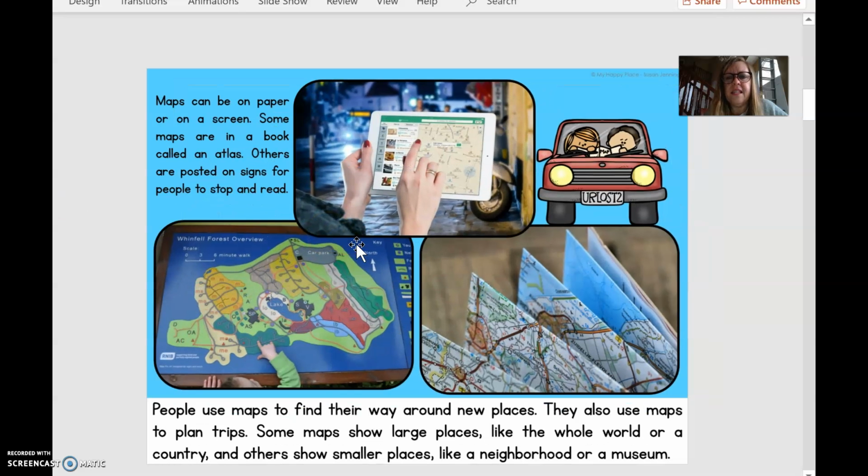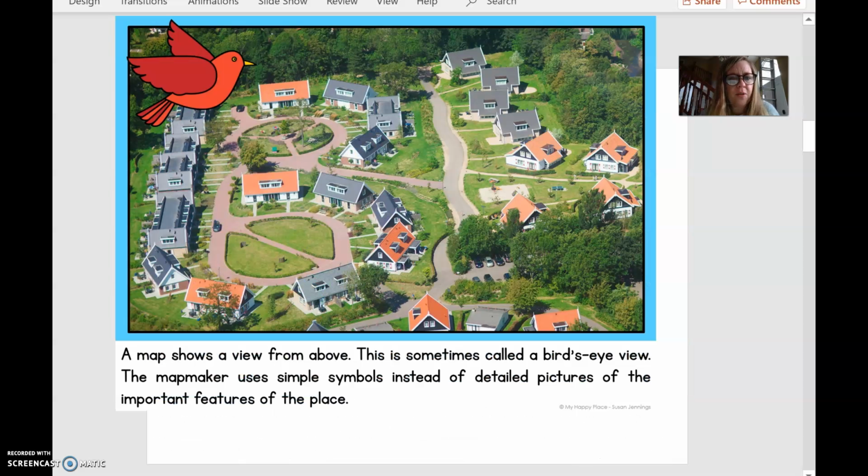So this is a few ways. Maps can be electronic or on a screen, and you probably use those when you're driving and you need directions, and they can be on paper. So we're going to make our map on paper, unless you're super fancy and you want to make it on a screen. That would be super cool. But you know me, I'm not very fancy.